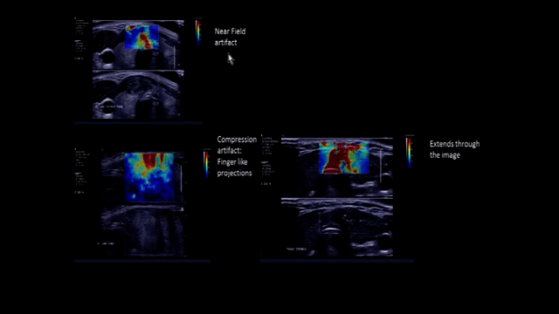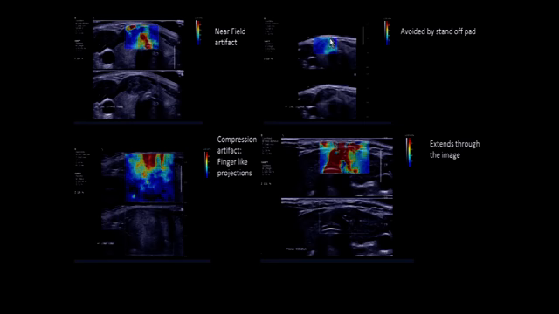So this is an example of near field artifact where you have the reddish areas and transmission of all the high stiffness color through the lesion right up to the trachea. And this was an isthmic lesion. You can see that it's very close to the transducer. Now, if we used a standoff pad and then took the measurements again, you can see that we avoided this near field artifact.